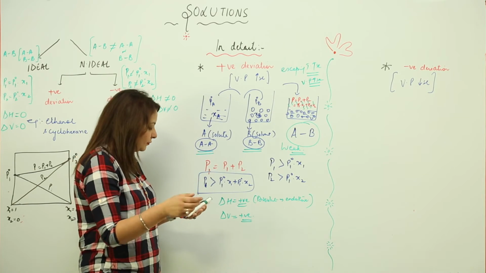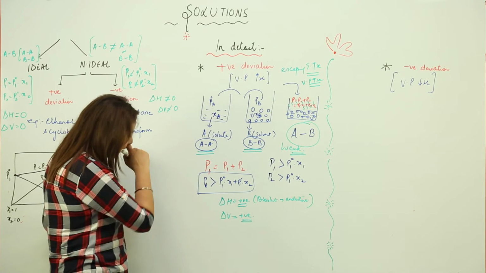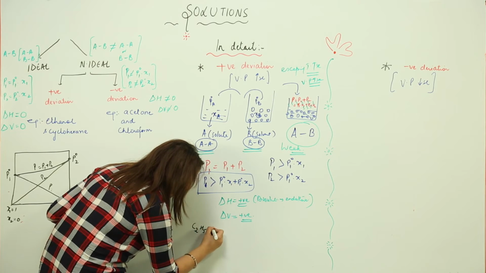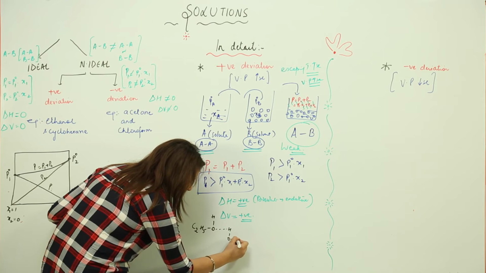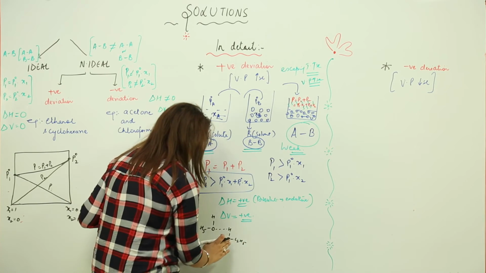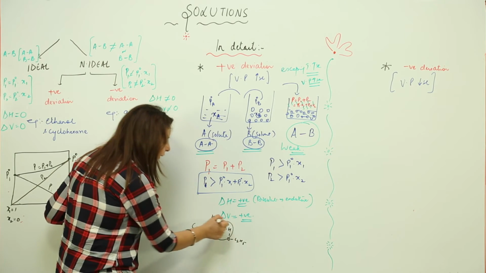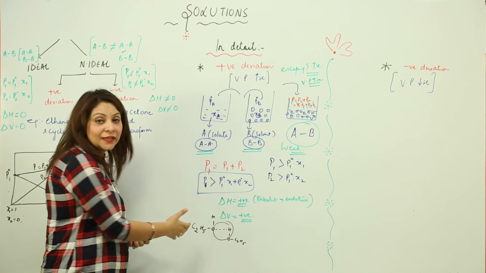So let me take one example in order to explain this. Let's say that we have ethanol. What we get to see in ethanol is this kind of structure. That means there exists hydrogen bonding between ethanol molecules, as you can see.